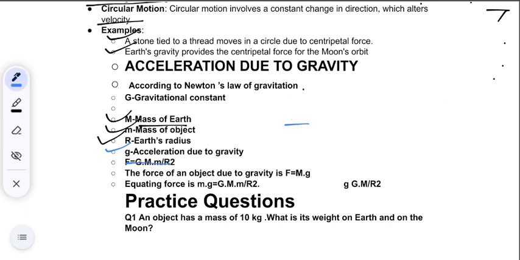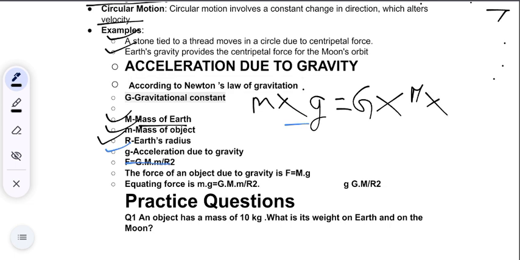स्मॉल m क्या डोनेट करता है, जल्दी से बताओ. स्मॉल m, mass of an object, into acceleration due to gravity equals capital G, the universal gravitational constant, into mass of earth, okay, into again mass of an object upon radius square.